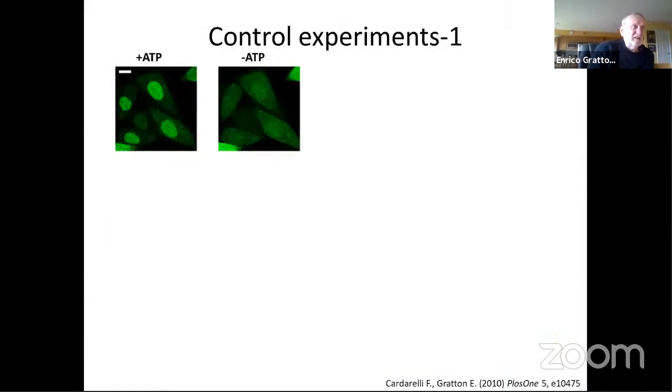Okay, so let us see what happens if we change the amount of ATP. ATP is necessary only for the active transfer. Well, with ATP, we see that the GFP goes into the nucleus as it's supposed to go, through the active channel. Without ATP, it's more or less distributed uniformly, as it's supposed to be.